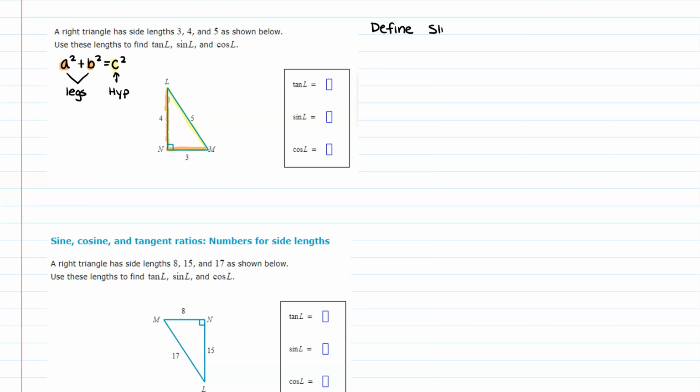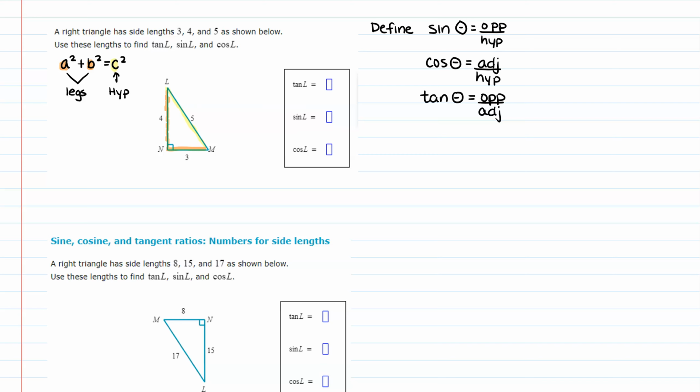the sine of an angle is equal to the opposite side over the hypotenuse. The cosine of an angle is the adjacent side over the hypotenuse. And the tangent of an angle is opposite over adjacent.